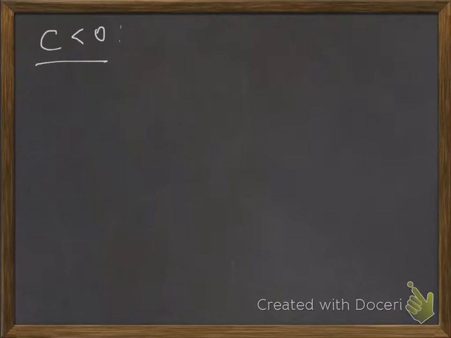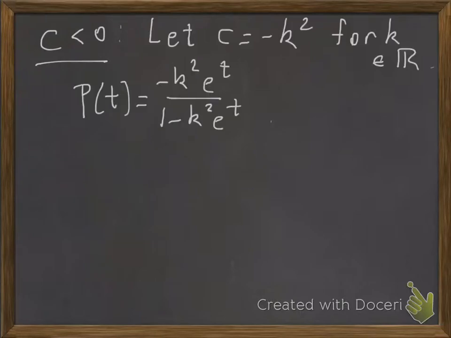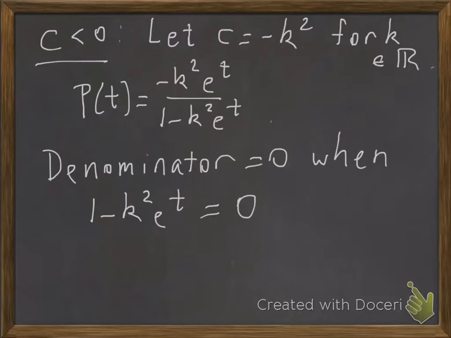The third case is c less than 0, and for convenience, I'm going to say that c is equal to negative k squared for some k being a real number. I'm doing this just to emphasize the fact that, because we know k squared is positive, c is a negative times a positive number. So you can really see that c is a negative number. So my function in this case becomes negative k squared e to the t over 1 minus k squared e to the t. And unfortunately, this can have some problems.